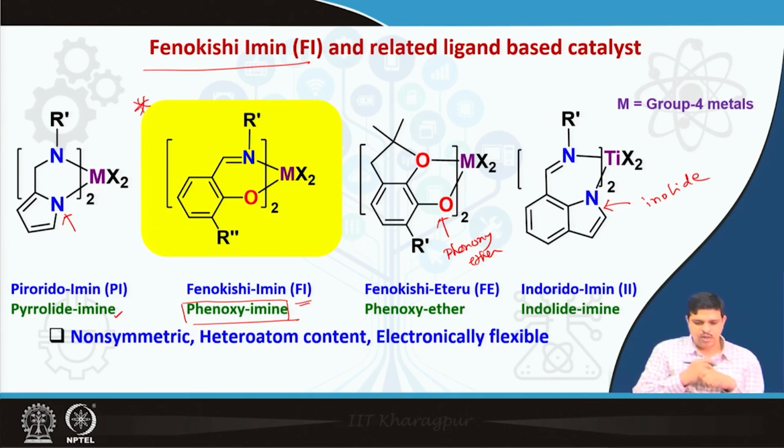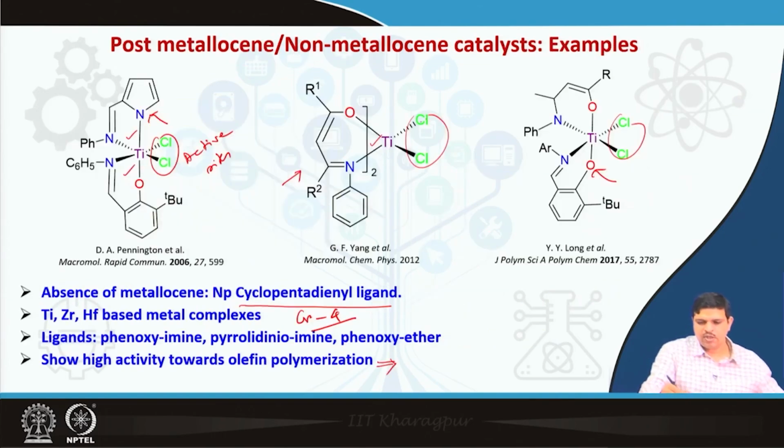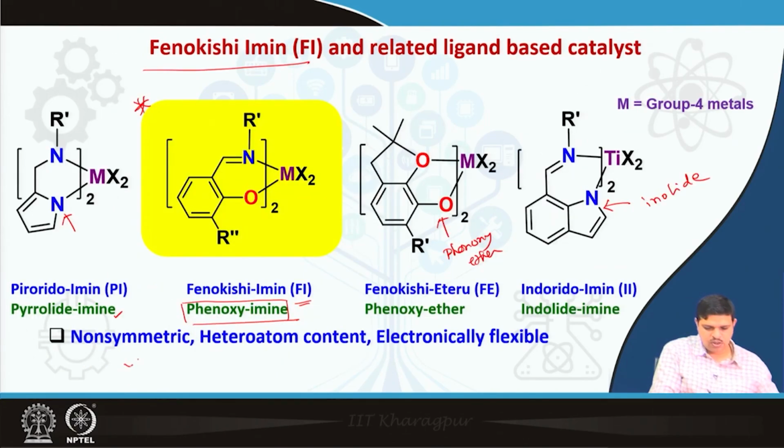Here you see that these catalysts are non-symmetric, and heteroatom donors are there, nitrogen and oxygen. So you will get different types of isomers, the regioisomers and also the stereoisomers, and these are also electronically flexible. That means it can accommodate even sterically hindered monomers, so it can easily coordinate different types of alkene monomers. So three criteria are very important: non-centrosymmetric, heteroatom content, and electronically flexible.